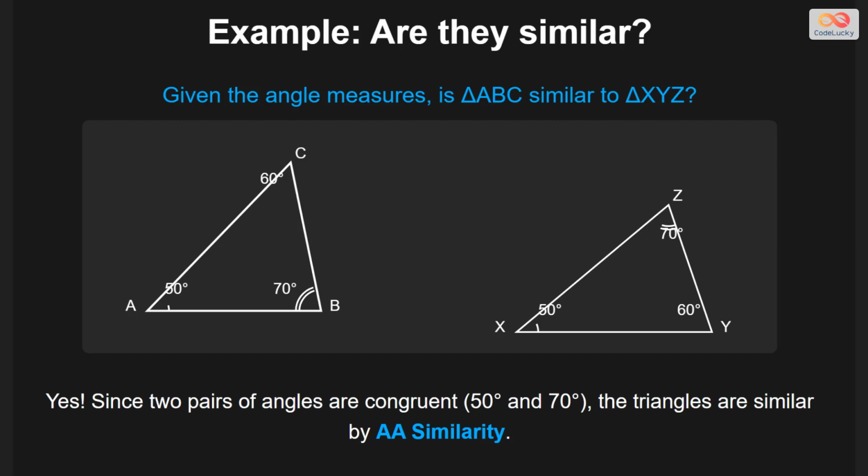Let's look at an example. We have two triangles with some angle measures given. The first triangle has angles of 50 degrees and 70 degrees. The second triangle has angles of 50 degrees and 70 degrees. Since we have found two pairs of matching, congruent angles, we can confidently say these triangles are similar because of angle-angle similarity.